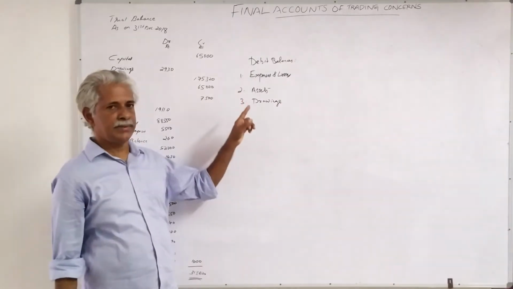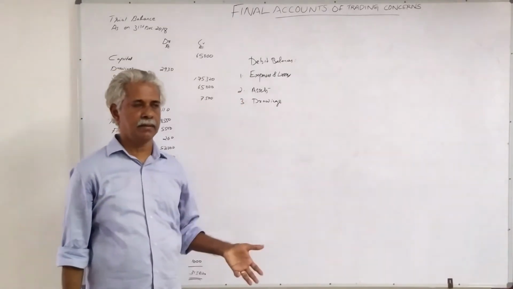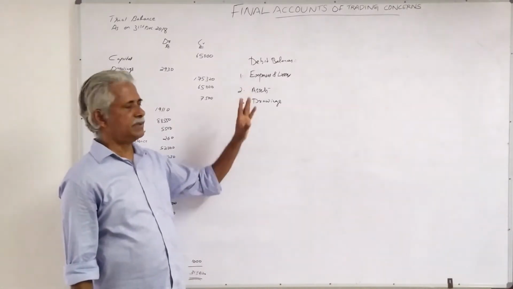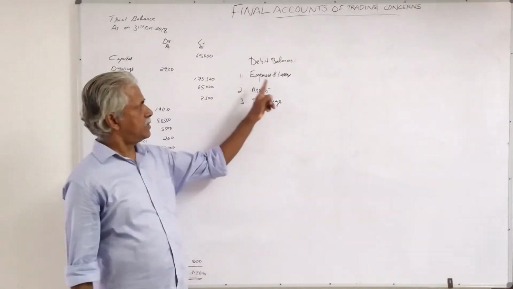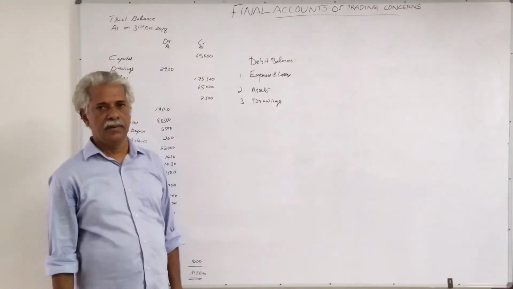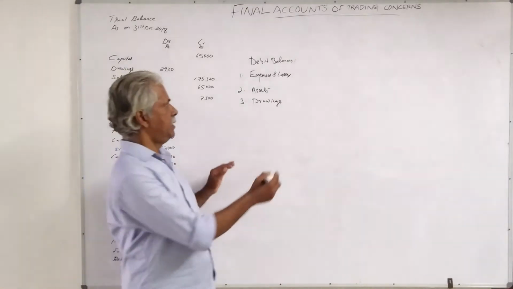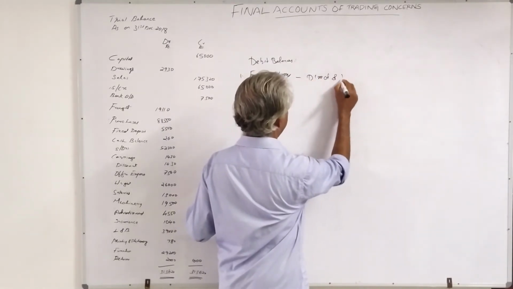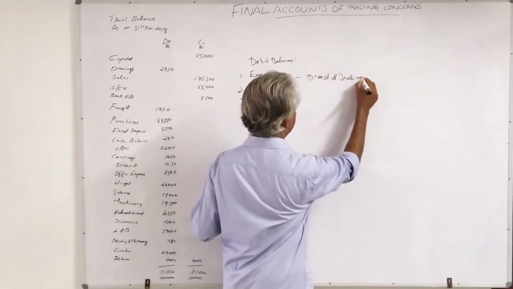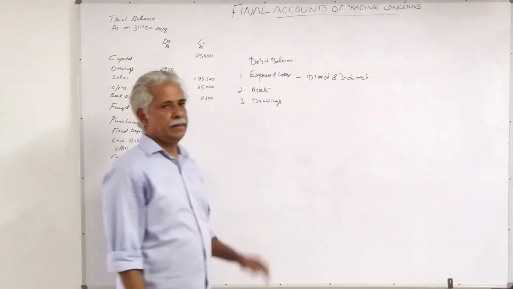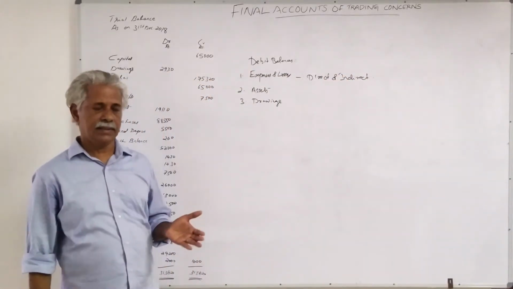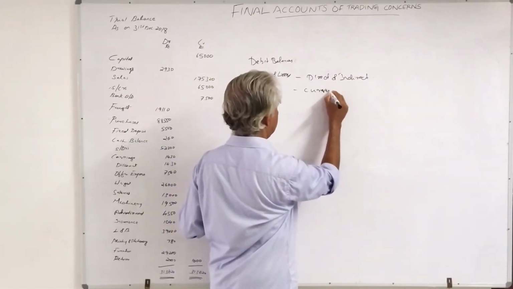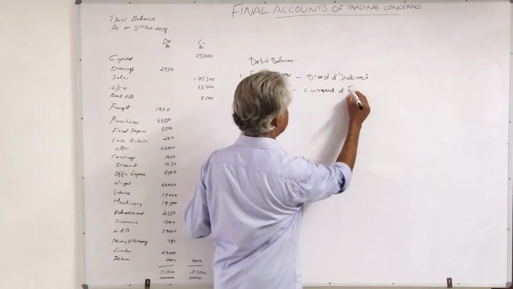The debit balances which are given in the debit column of a trial balance usually represent expenses and losses, which are of two types, namely direct and indirect. Then assets are of two types, namely current assets and fixed assets.